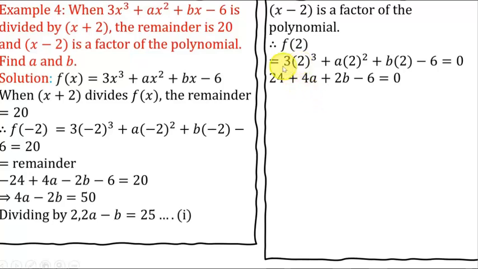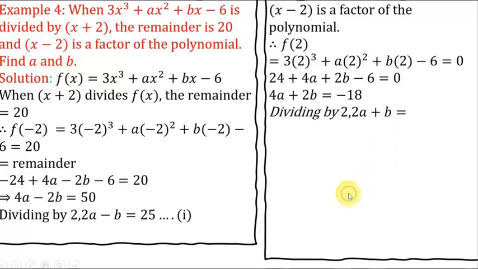2 cube means what? 8 into 3, 24. Next is 4a plus 2b minus 6 is equals to 0. And hence here 4a plus 2b, 24 minus 6, you will get here 18. Shift this 18 to the right hand side, it will become minus. Afterwards, dividing by 2, then you will get here 2a plus b is equals to minus 9. This is the second equation. Now solve these two equations.